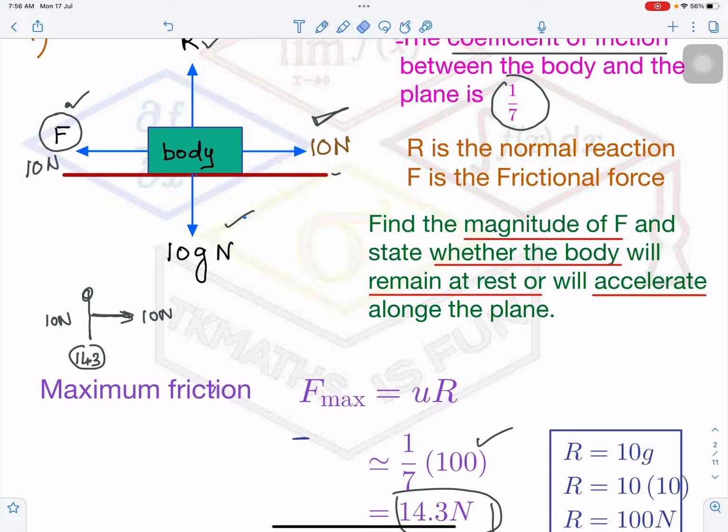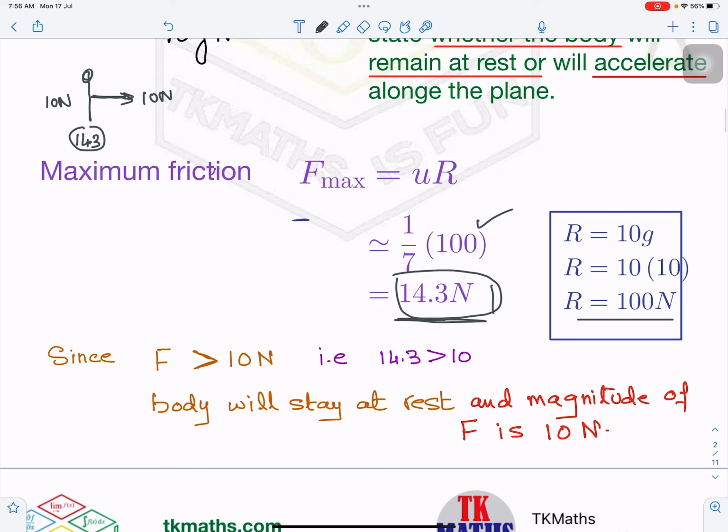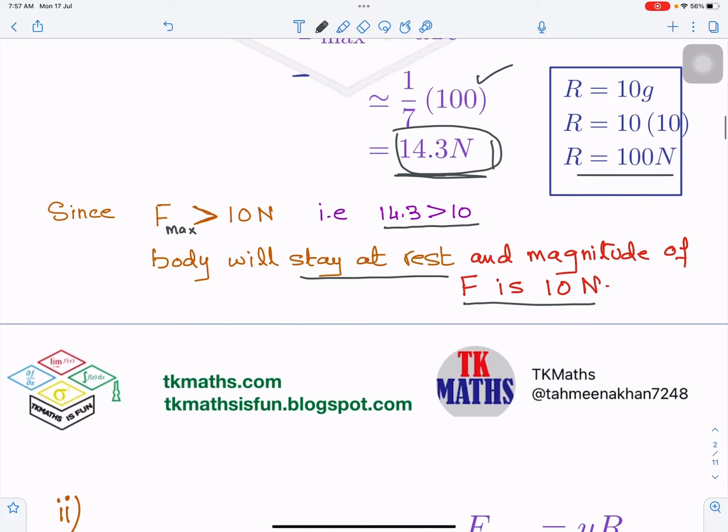So let me just clear it out a bit. You can say that the body will remain at rest because the maximum frictional force is greater than 10 Newton. That is, 14.3 is greater than 10. So the body will stay at rest, and the value of F in this case is only 10 Newton to prevent the motion.